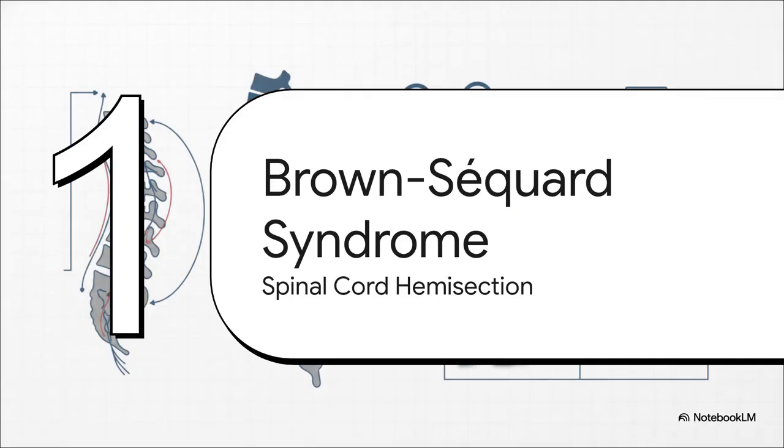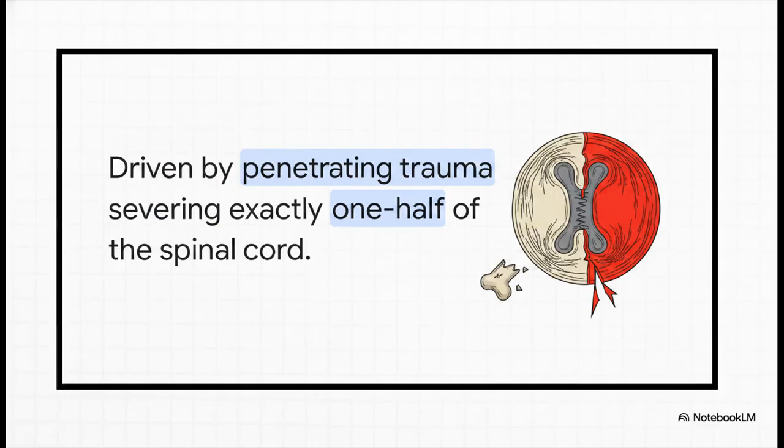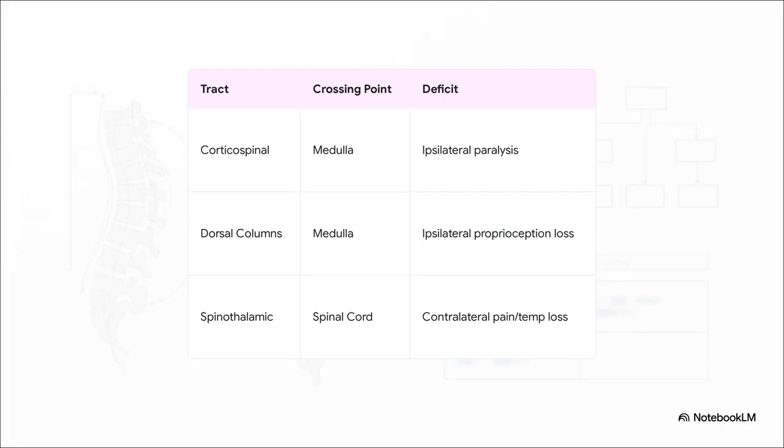All right, moving right along to our next section, spinal cord hemisection kinetics. So this syndrome is classically known as Brown-Séquard syndrome. It is strictly driven by penetrating trauma. Classically, we're thinking a knife wound or maybe a shattered bone fragment that cleanly severs exactly one half of the spinal cord. This type of unilateral damage demands incredibly precise anatomical localization. You really need to know exactly which tracts cross where to predict the clinical fallout. This breakdown perfectly illustrates that neuroanatomical map. Let's look at the crossing points.